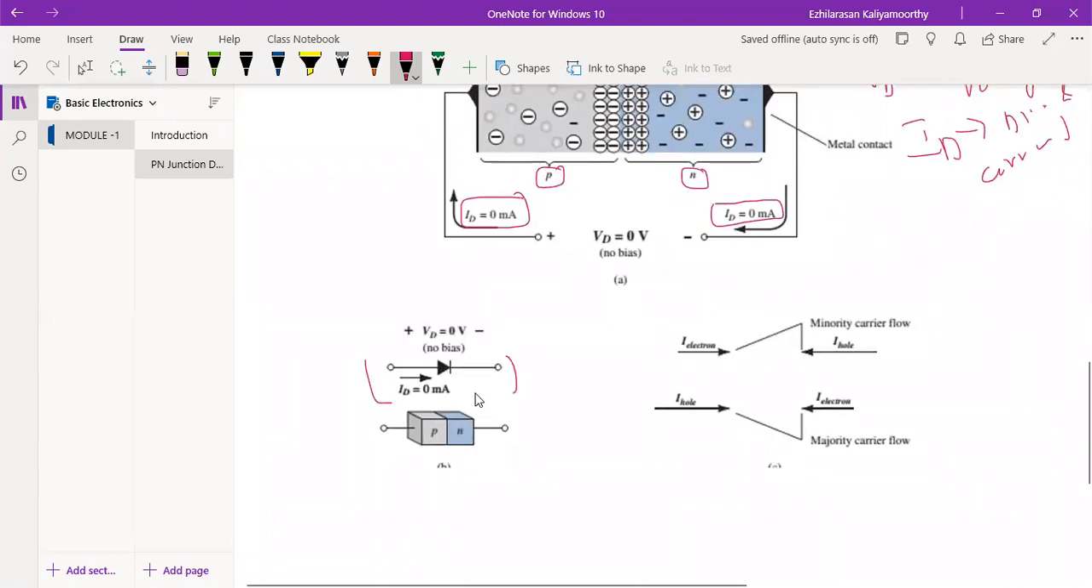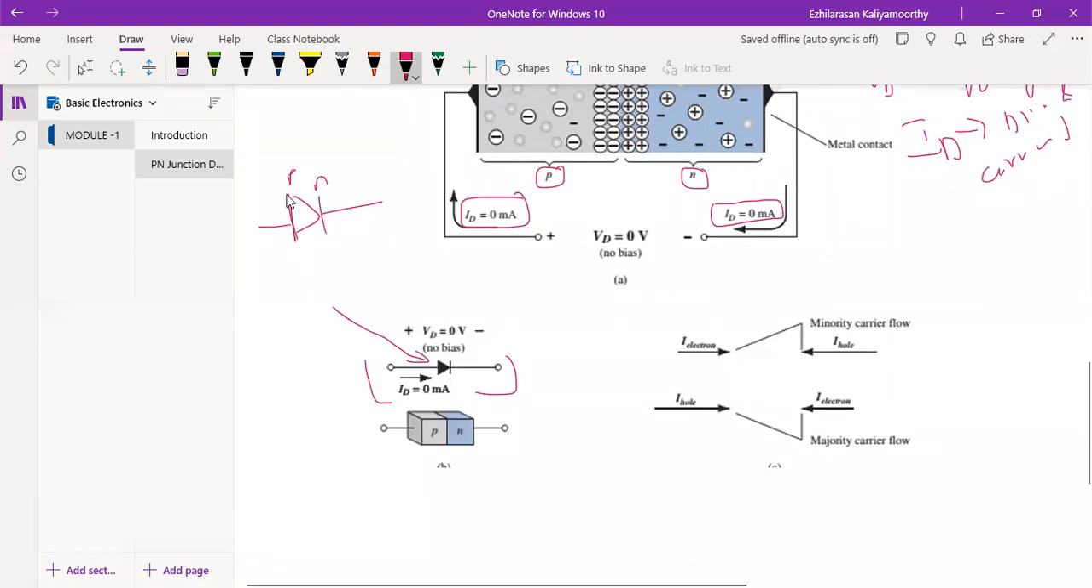You can see this. We're not applying any bias. So this is the symbol of the PN junction diode. You need to draw this symbol in the exam. This will be the P, and this is nothing but the N. You can say the N here.